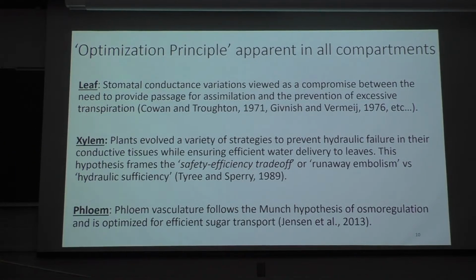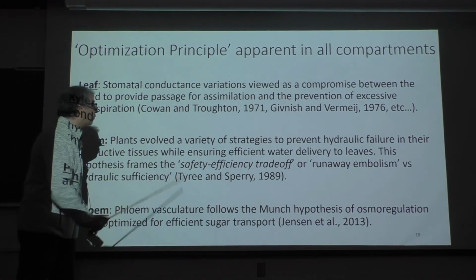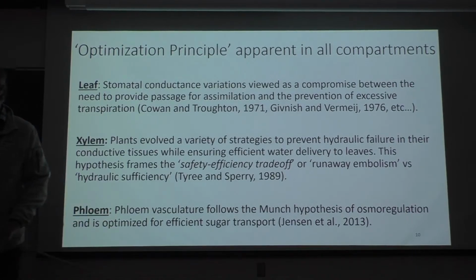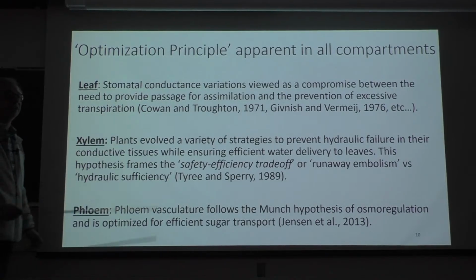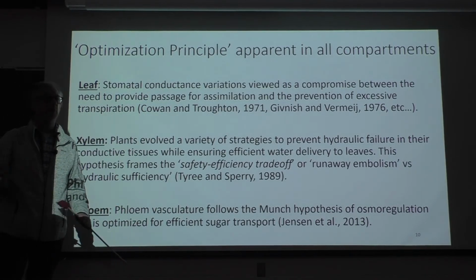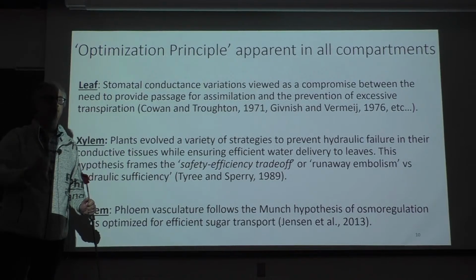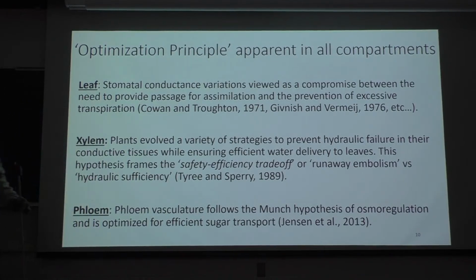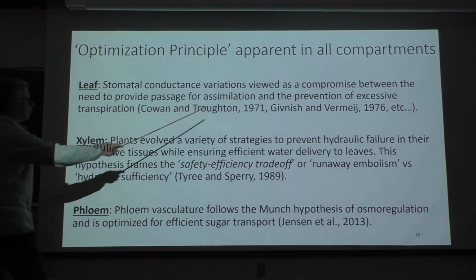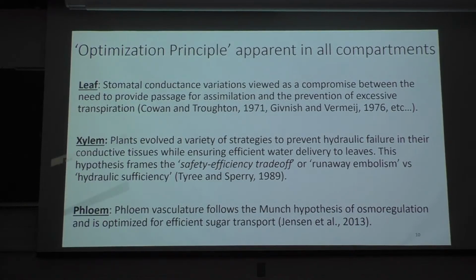At the leaf scale, the idea is that stomatal conductance variations may be viewed as a compromise between the need to provide passage for assimilation and the prevention of excessive transpiration. This was put forward by Cowan and Troughton in 1971. These ideas are not new, they were around for a while, and so this is kind of an engineer's view of the problem. It's a systems optimization problem. You have a control variable, that is the stomates. Adjusting the stomatal aperture allows you to uptake CO2 while minimizing somehow loss of water to prevent excessive transpiration that can lead to failure in the xylem.